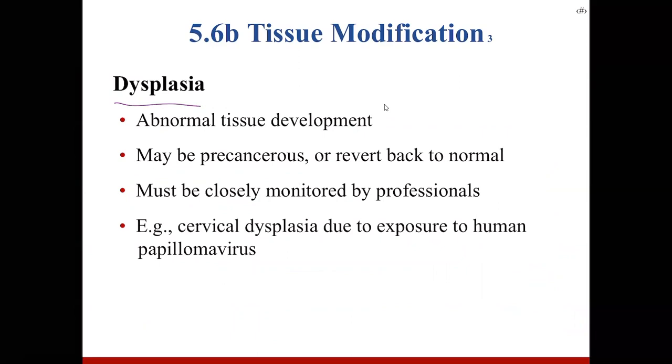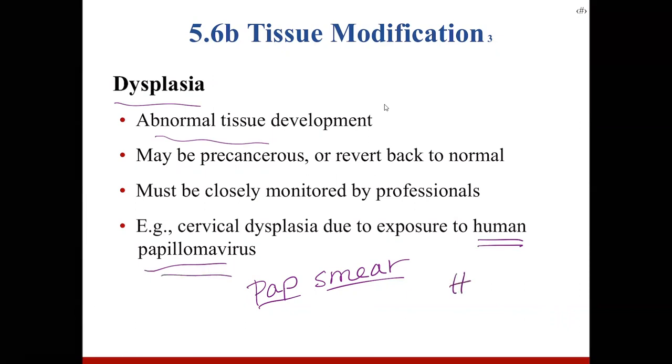Dysplasia is abnormal tissue development. The best thing I can think of is when they do a pap smear and they call you and say, oh, listen, you have some abnormal cells. So what they're looking at is dysplasia. It could be precancerous, so they'll remove the cells, and then everything can go back to normal. Usually it's from, now we know it's from HPV, the human papillomavirus. It can cause cervical cell dysplasia.